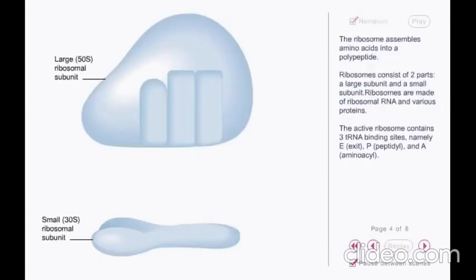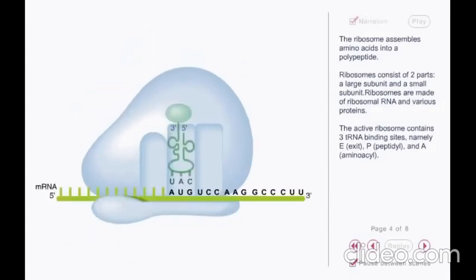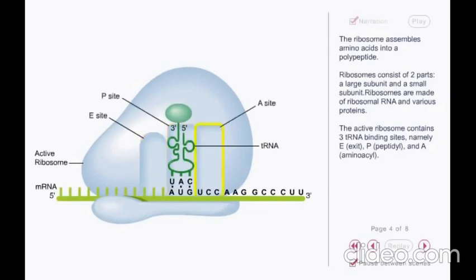The ribosome assembles amino acids into a polypeptide. Ribosomes consist of 2 parts, a large subunit and a small subunit. Ribosomes are made of ribosomal RNA and various proteins. The active ribosome contains 3 tRNA binding sites, namely E, exit, P, peptidyl, and A, aminoacyl.